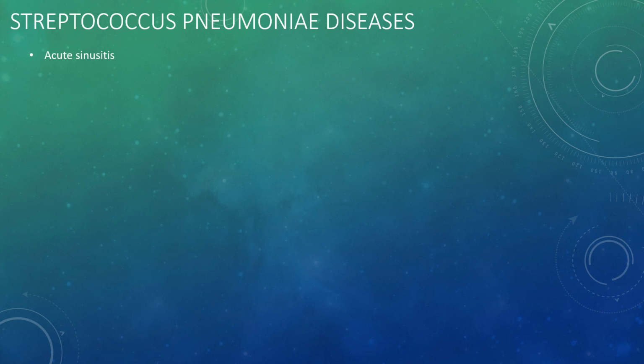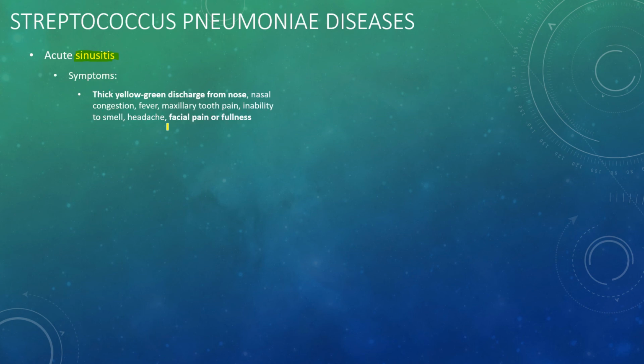Now let's talk about our last disease associated with Streptococcus pneumoniae. We have acute sinusitis. So these sinuses are inflamed and congested as a result of Streptococcus pneumoniae. What are some symptoms of this? We have a thick yellow-green discharge from the nose, nasal congestion, fever, maxillary tooth pain. Remember, the maxilla is the upper part of the mouth, mandible being the lower. Inability to smell because of the nasal congestion, headache, and facial pain and fullness. So these are some classic symptoms of acute sinusitis that you should be able to recognize.